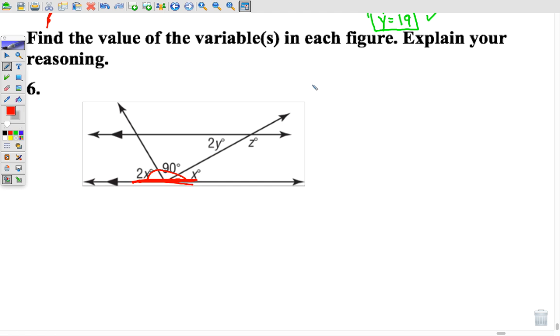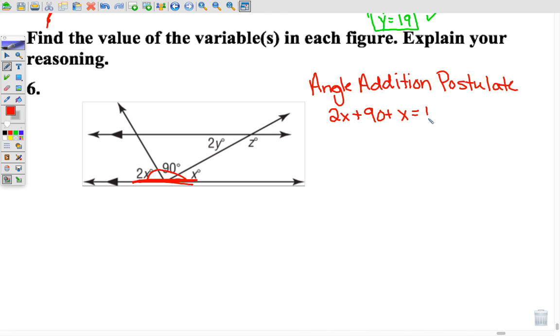So I know by angle addition postulate that 2x plus 90 plus x is equal to 180 degrees. So we're going to go ahead and we're going to solve for x. So I have 3x plus 90 is equal to 180. So 3x is equal to 90. So x is equal to 30.